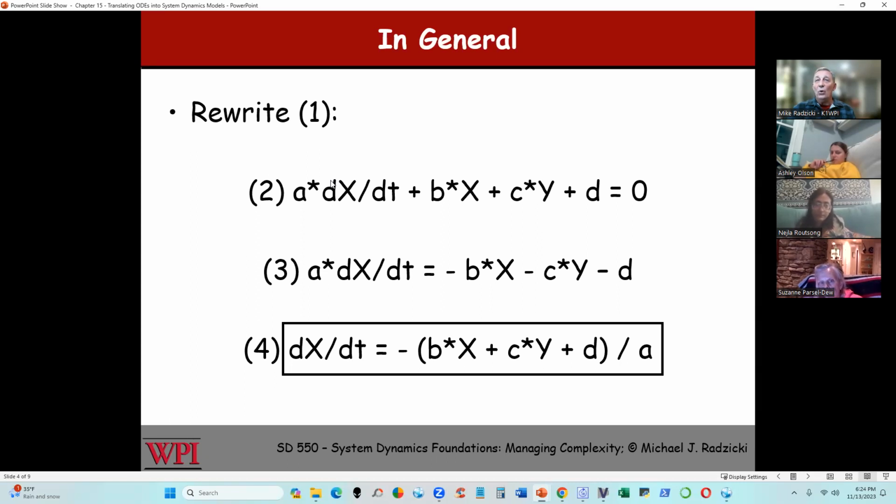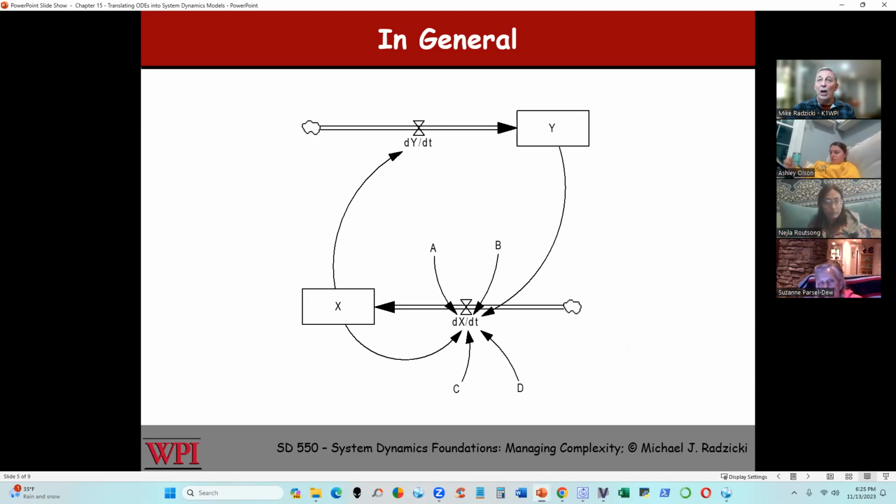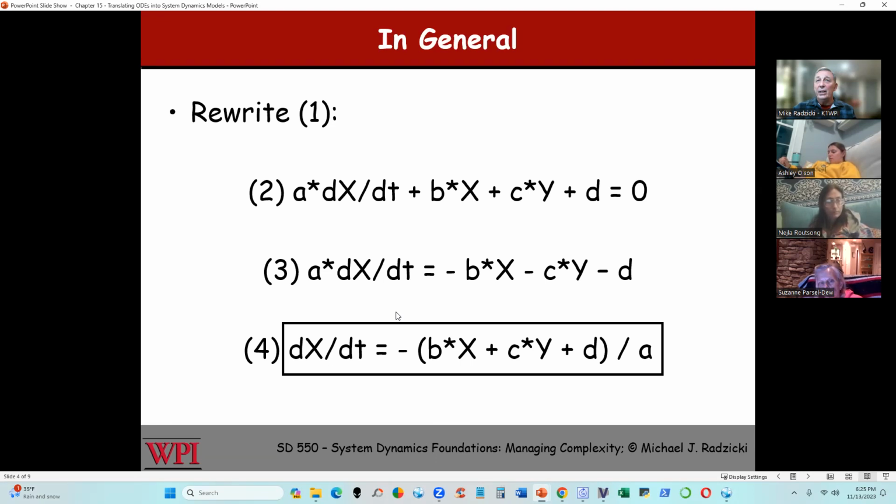Now remember, dx dt would be a flow equation, right? So we just want to solve for it, and that's pretty easy to do. We got to get b times x and c times y and plus d on the right side of the equal sign. So you just subtract from both sides. And then I don't want this a here. I want to divide both sides by a. And now we have a traditional flow equation, dx dt. And it's going to flow to a stock named x, right?